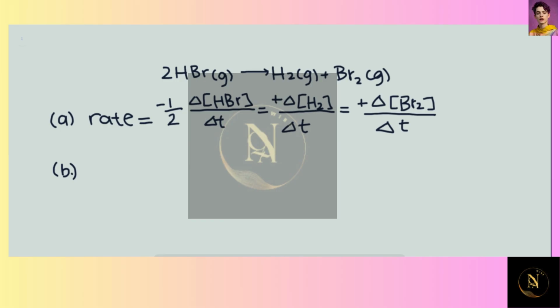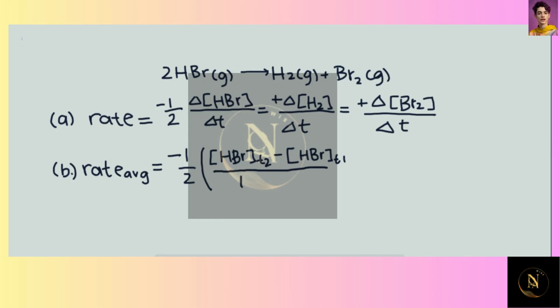In order to figure out the average rate of the reaction, so we're going to call this rate average, using the concentration of HBr, where you have a change in concentration and a change in time, what you're going to want to do is look at -1/2 times the concentration of HBr at time 2 minus the concentration of HBr at time 1, divided by time 2 minus time 1.